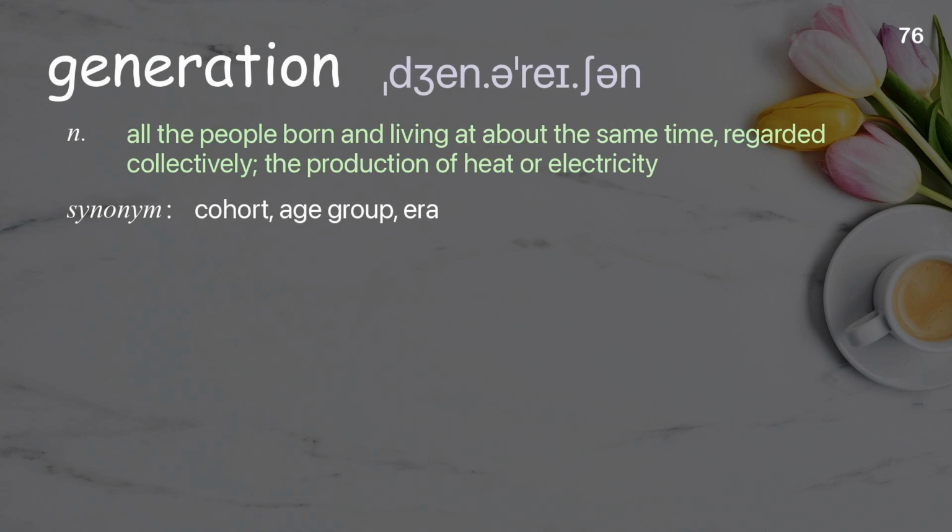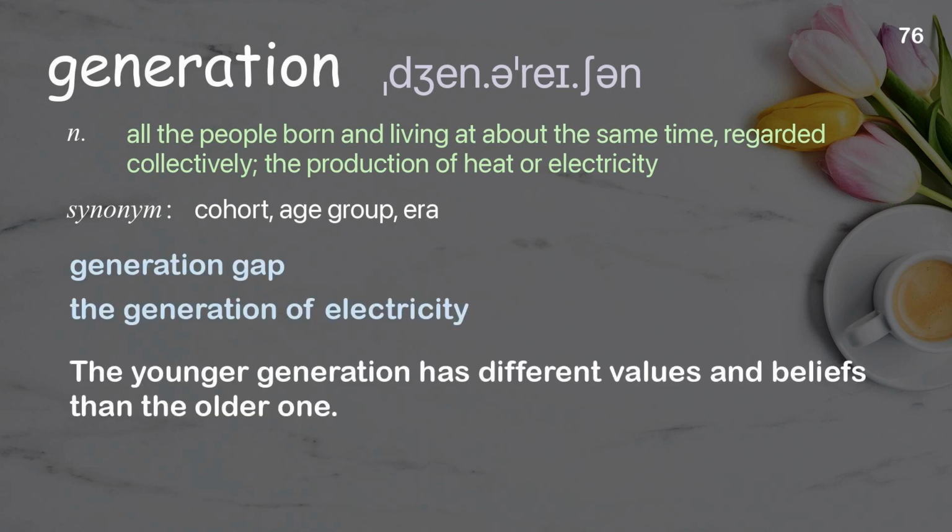Generation. All the people born and living at about the same time, regarded collectively. The production of heat or electricity. Examples: Generation gap. The generation of electricity. The younger generation has different values and beliefs than the older one.